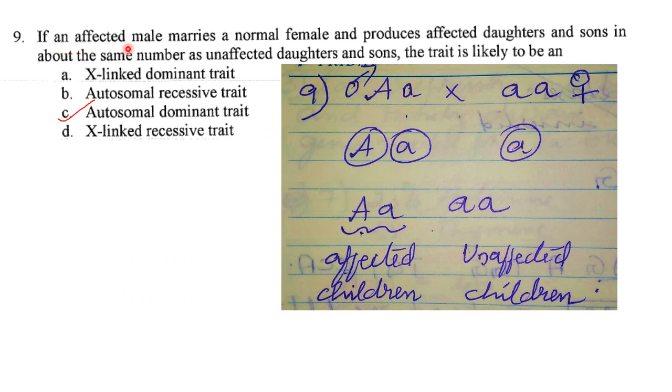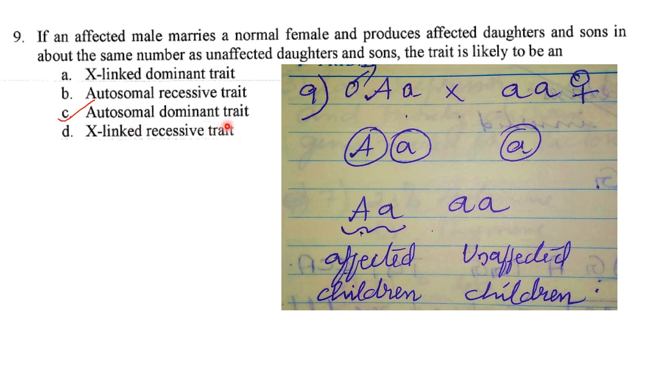Then next one. If an affected female marries a normal female and produces affected daughters and sons in about the same number as unaffected daughters and sons, the trait is likely to be. Here the same number of unaffected daughters and sons as that of affected daughters and sons are produced, so it cannot be X-linked recessive or dominant. So we will see for the autosomal condition. Now if it is an autosomal recessive trait, then you will not get the same number of affected individuals. It can even skip generations.